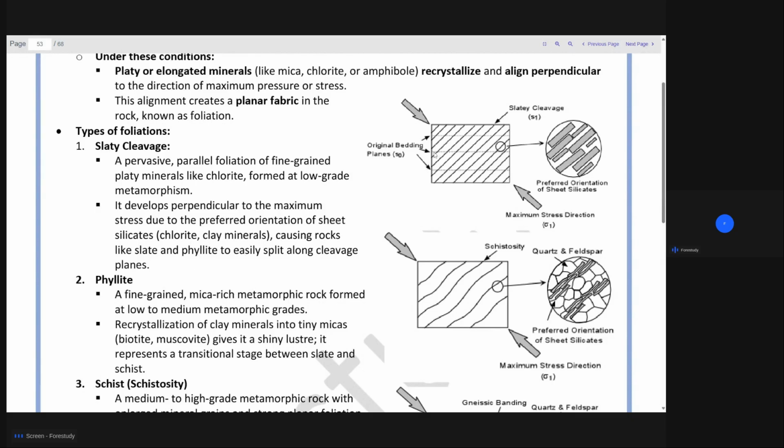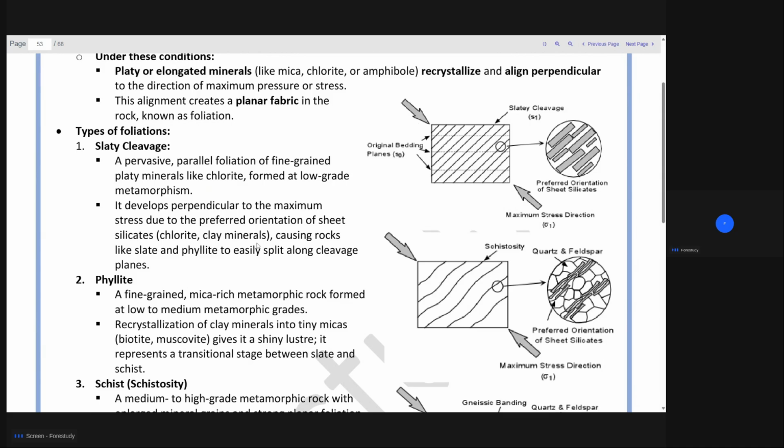Here you can see the slaty cleavages. Original bedding was like this, horizontal. But because of this stress, you will find cleavages developing and forming. So here you will find cleavages because of this low-grade metamorphism. We call it cleavages, a plane of weakness, but later we will call it schistosity. So in low-grade metamorphism, we'll call it slaty cleavage or S1, and the preferred orientation of sheet silicates will be perpendicular to the maximum stress direction, sigma 1.